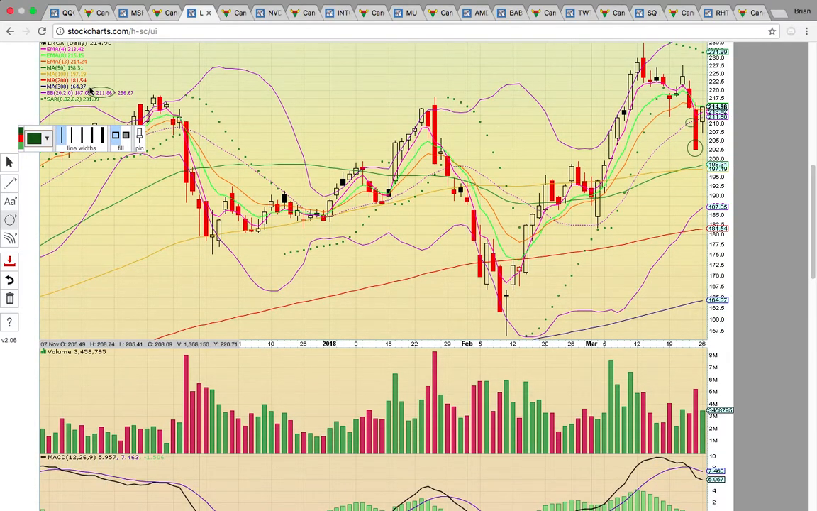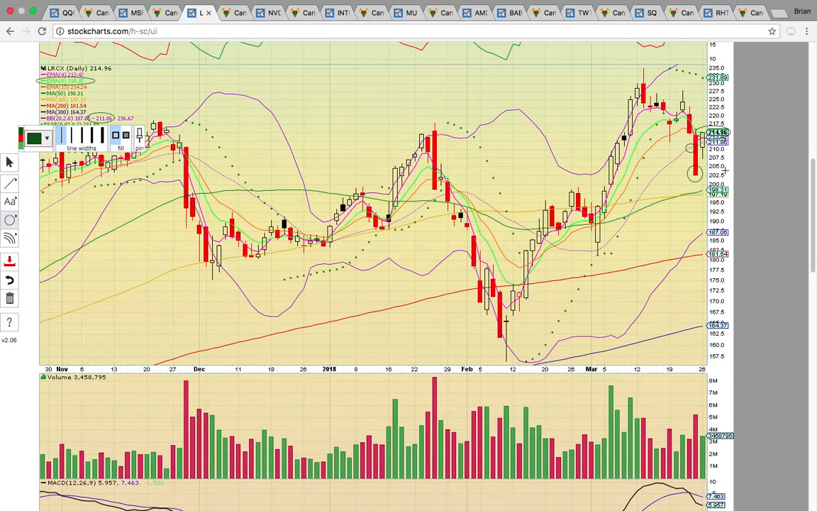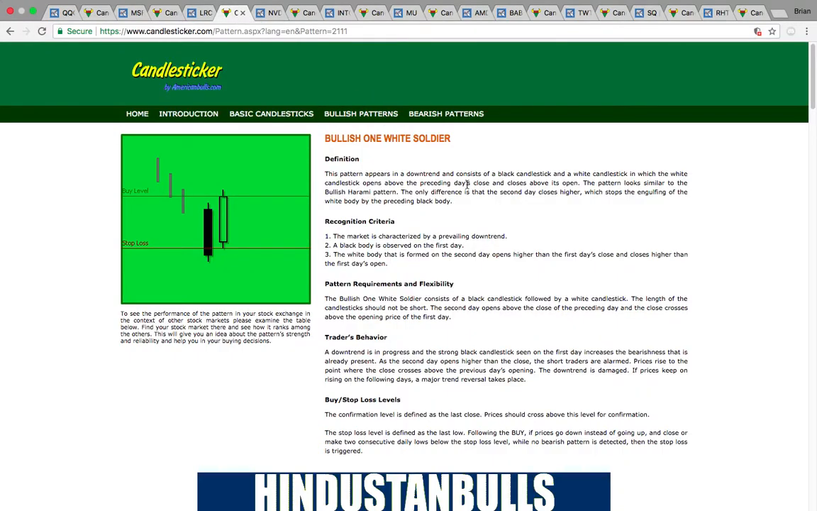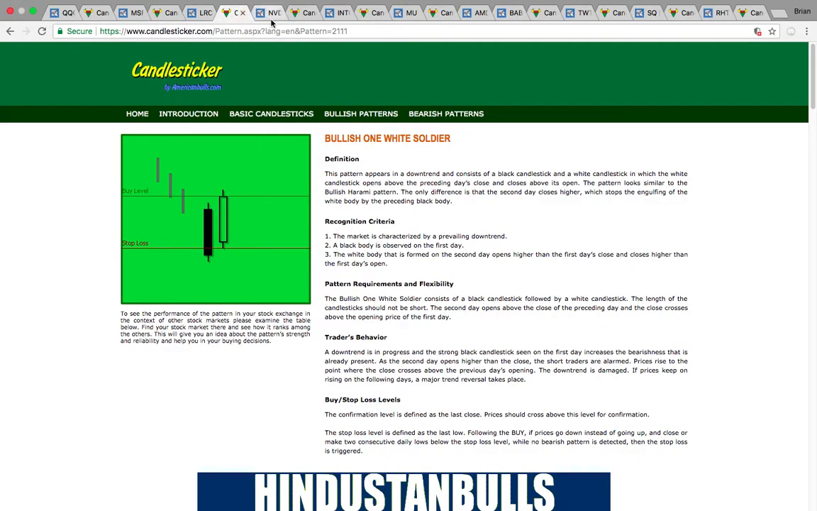It needs to stay above 212 basically. If it can stay above 212 and then get above EMA8 at 215, that's going to signal it's ready to head higher. It needs to close above 215. If 215 turns into resistance and it drops below 212, that would signal downside risk. Today, a bullish one white soldier reversal pattern did form, and so we will be looking for bullish reversal confirmation. Okay, so that's a nice reversal pattern.